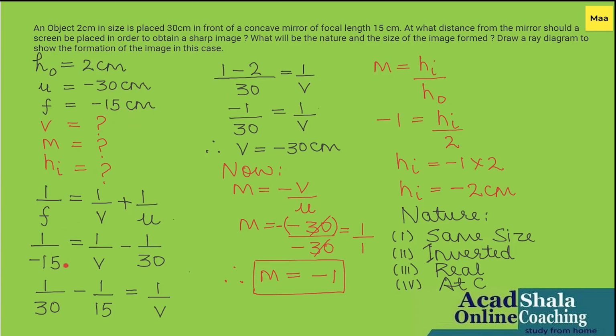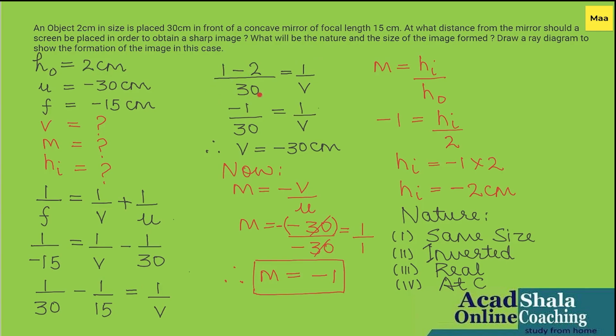So 1 upon minus 15 is equal to 1 upon v, and this plus minus will be minus, and 1 upon 30 because u is 30, so I have written it over here, and this minus sign, that is plus minus, will be minus over here. After this, we will solve further. I will take this and put it over here. So it will become 1 upon 30 minus 1 upon 15 is equal to 1 upon v.